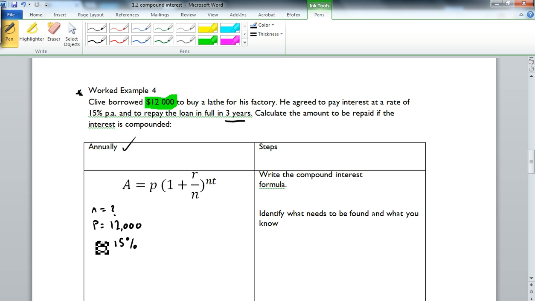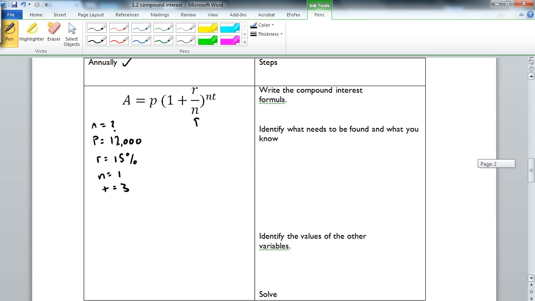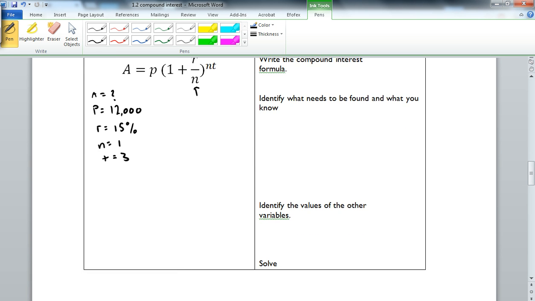N is the number of periods per year. In this case, because we're doing it annually, there's only 1 period per year, and T is the number of years. In this case, it's 3 years, okay? So that's what we know and what we don't know. So we've identified what needs to be found, which is A.